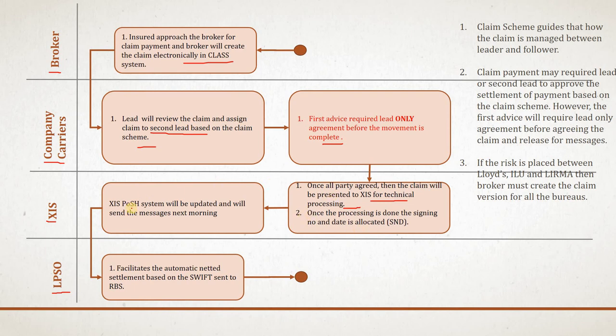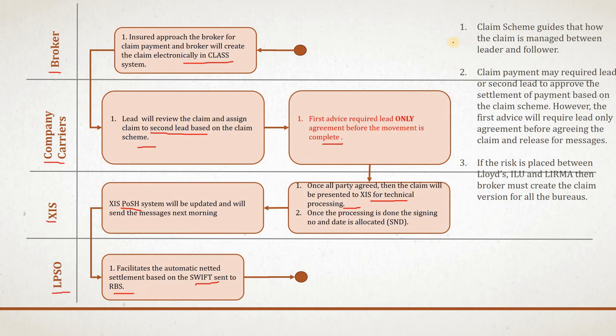Then the data will be pushed into the POS system, and all the information will be updated into the POS system. If you remember, the POS system is the system which carries the data for all the company market bureaus, which include ILU and LIRMA, and POS stands for policy signing history. Then once everything is done, LPSO in the company market will facilitate the netted settlement with the help of RBS.